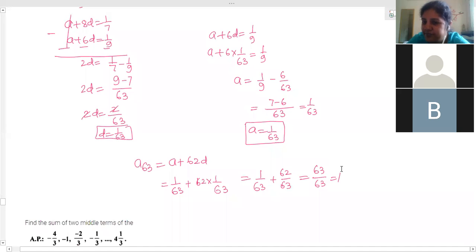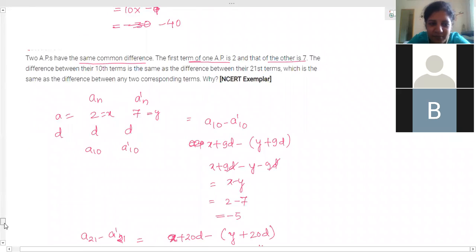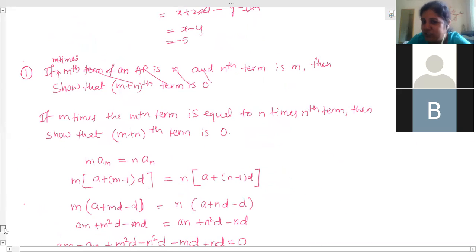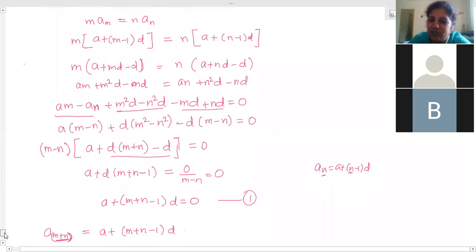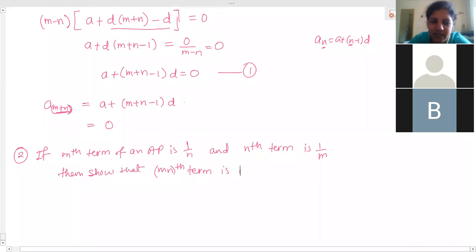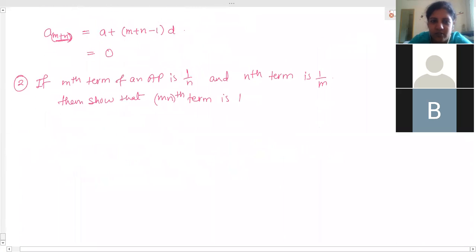Is it clear? Yes, ma'am. The same question. But here that was a number, so it was easy for you. But this, you had to follow the same steps in terms of m and n. So what they have given, mth term is 1 by n. That means am is equal to 1 by n and an is equal to 1 by m. Okay. Now substitute the values.